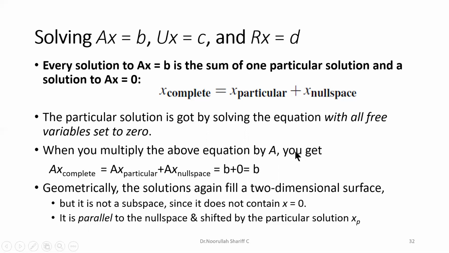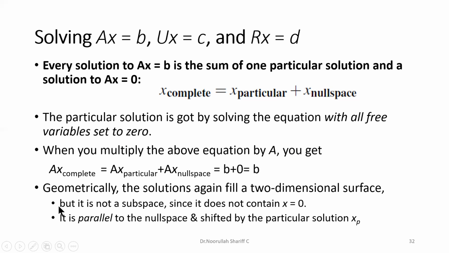And when you multiply this equation by A, we will get A x complete is equal to A x particular plus A x null space. A x particular is nothing but b, and A x null space is equal to 0. So if you add b to the 0 vector, then we'll get the value b itself, which is nothing but the original equation, which is Ax equal to b.